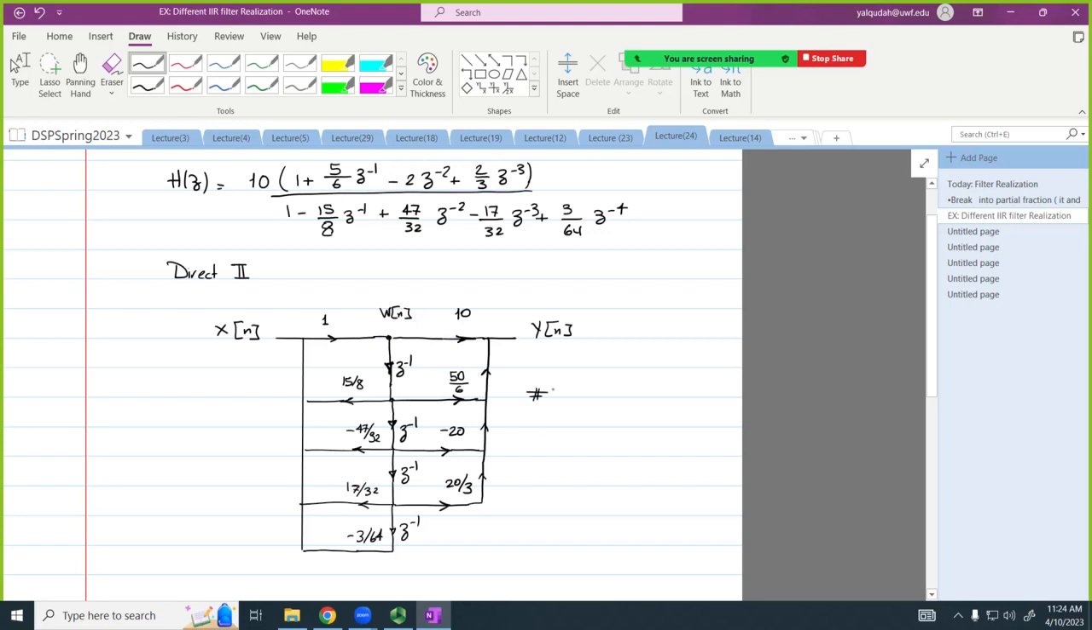The number of multiplications is equal to 1, 2, 3, 4, 5, 6, 7, and 1 is 8. And the number of delay elements is equal to 4. 4 multiplications and 4 and 4, and 4 delays.